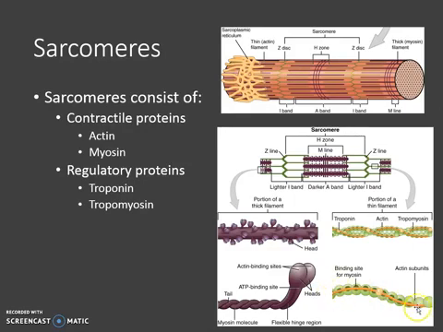So in this conformation here, the myosin heads can't bind to the sites on actin, but something can come along and bind to troponin, and when it binds to troponin, it moves tropomyosin out of the way. And when tropomyosin is moved out of the way, the binding sites are available so that myosin can bind to the actin and pull it across itself.